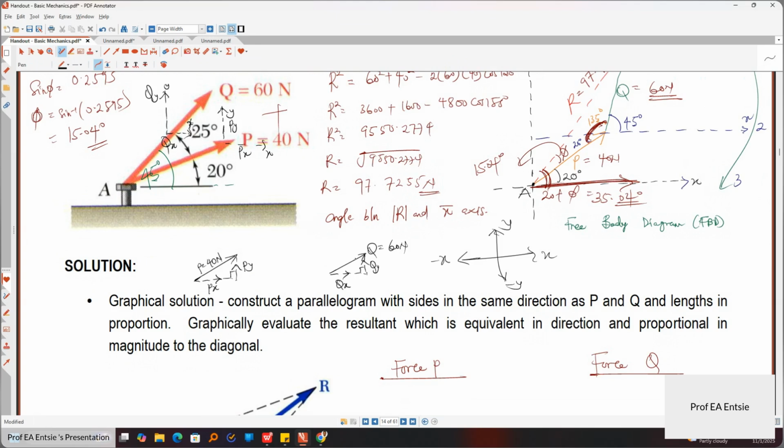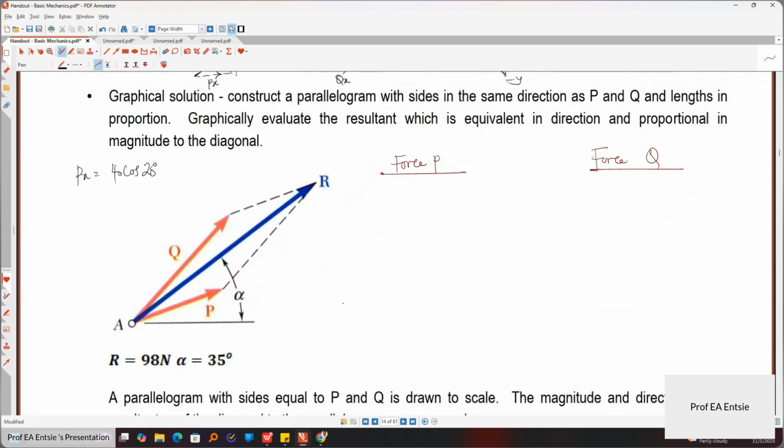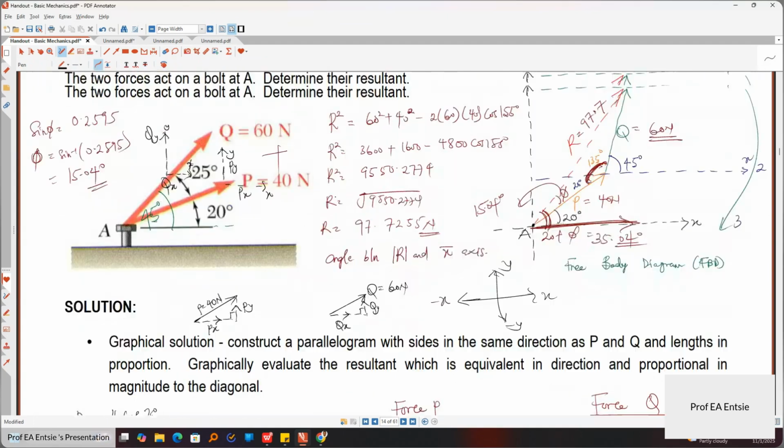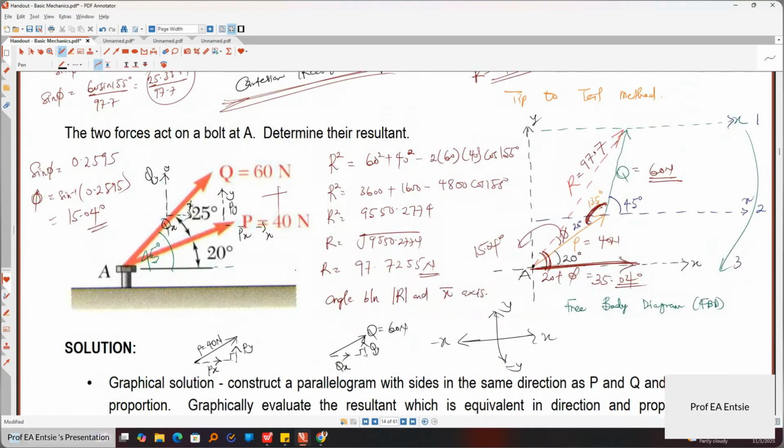So now let's do the breakdown. P is 40. Now we know that Px will be 40 cos. What's the theta that P makes with the x axis? 20. So Px is 40 cos 20 degrees. Then we go to Qx, or we can even do all the P's first.